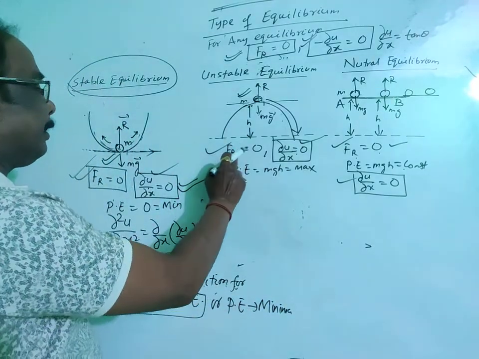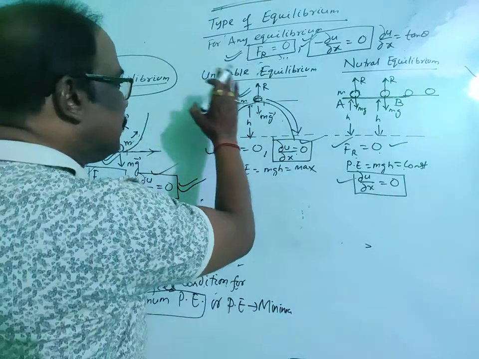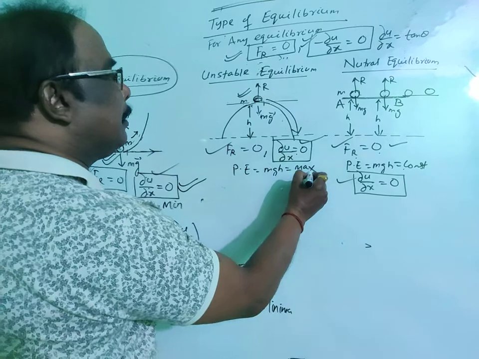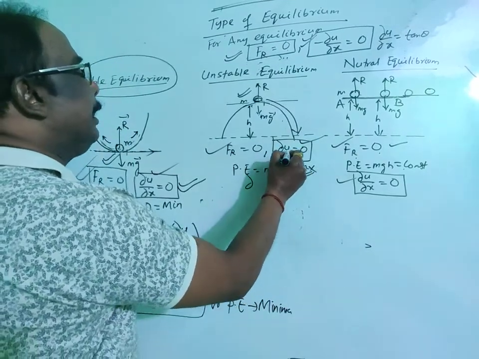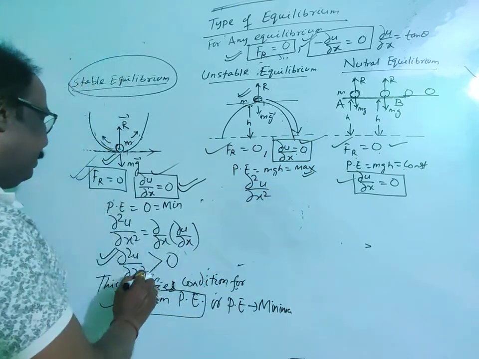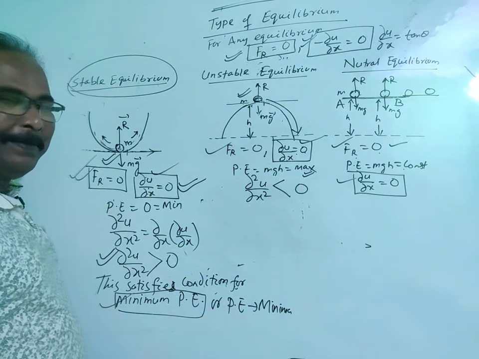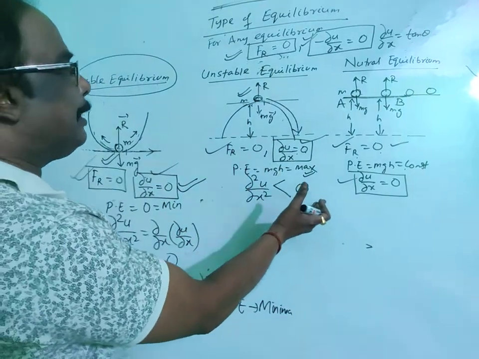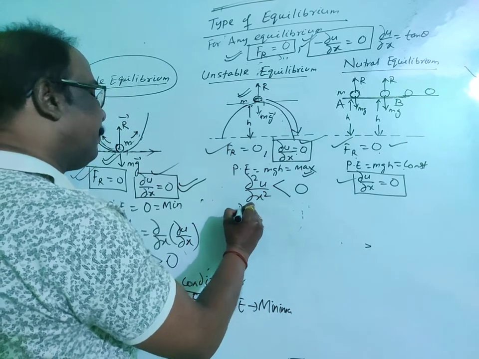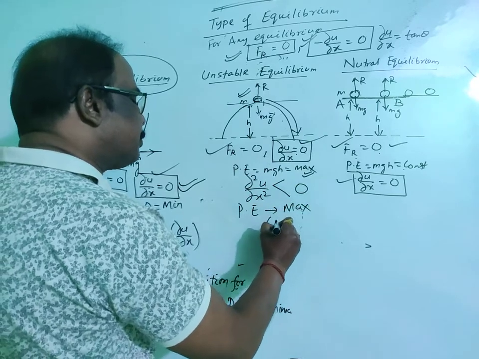Then come to this point again, the first conditions are the same for any type of equilibrium, but this is unstable equilibrium. How can I prove this is unstable equilibrium? Here, potential energy is maximum, means again du by dx is 0. In this case, d square u by dx square, see, here greater than 0, here less than 0. This is the condition. If d square u by dx square is less than 0, then this satisfies the condition for maximum potential energy, or potential energy is maxima.